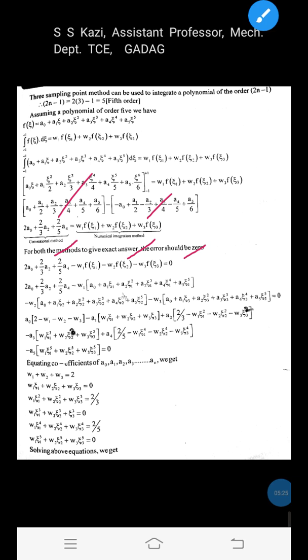After that, we will substitute f of zeta 1, f of zeta 2 and f of zeta 3. We know f of zeta is the fifth order polynomial, so just replace zeta by zeta 1 for f of zeta 1, replace zeta by zeta 2 for f of zeta 2, and replace zeta by zeta 3 for f of zeta 3.